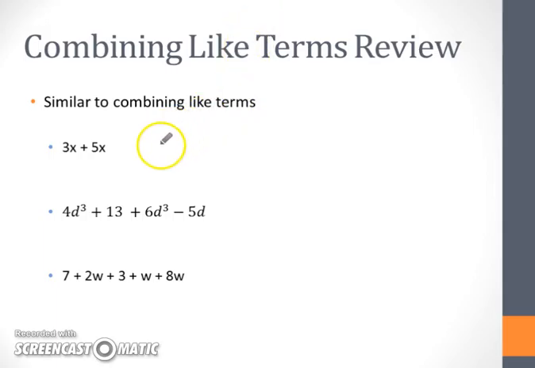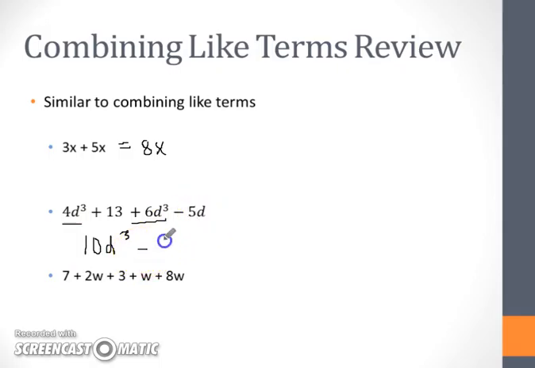Just a quick review of how you combine like terms. We have to make sure that our variables match, and then you add the coefficients in front. So 3x plus 5x would equal 8x. In the next example, we want to match variables and exponents that are the same. So 4d cubed plus 6d cubed: 4 plus 6 is 10d cubed.